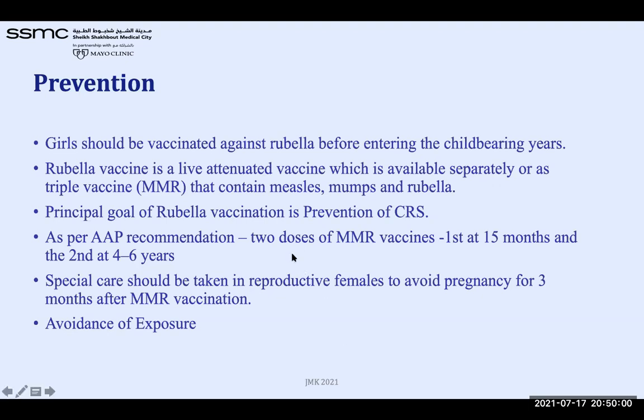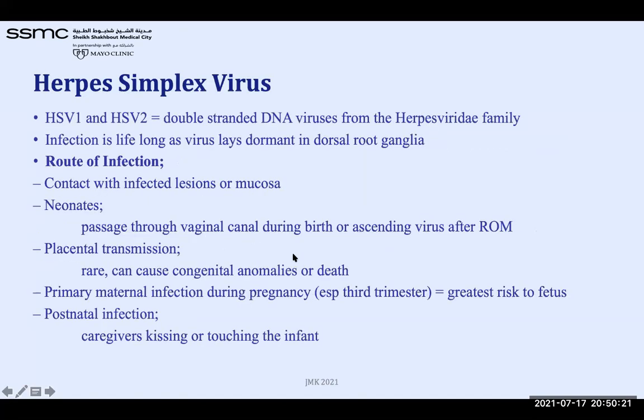The AAP recommendation is 2 doses of MMR, the first at 15 months and the second at 4 to 6 years, and then at the childbearing age. Special care should be taken in reproductive females to avoid pregnancy for 3 months after MMR vaccination. As I said, it is a live vaccine, and avoid exposure.